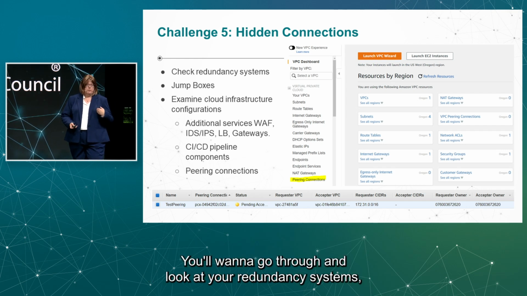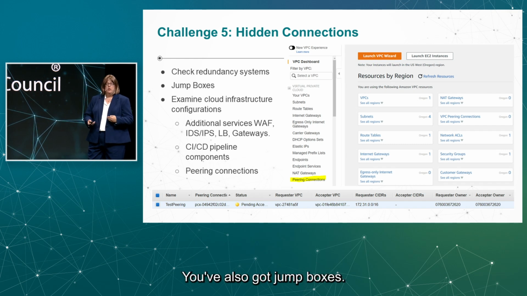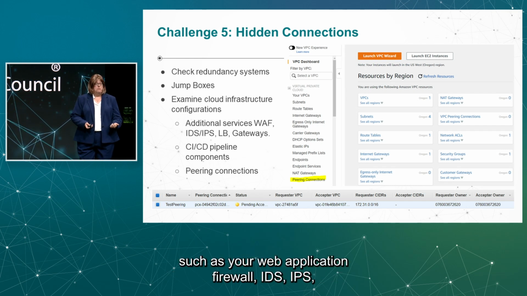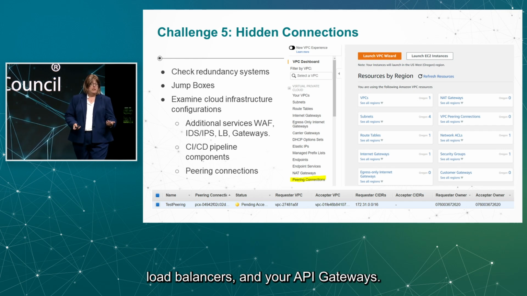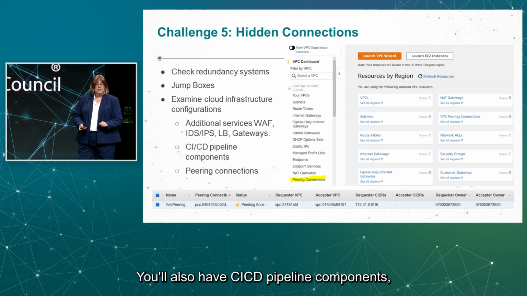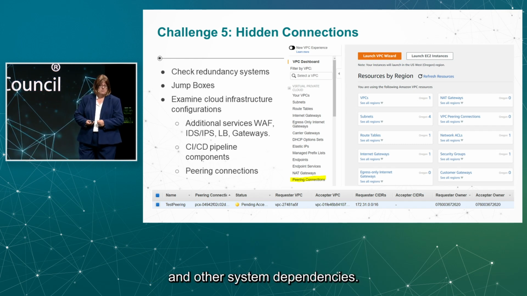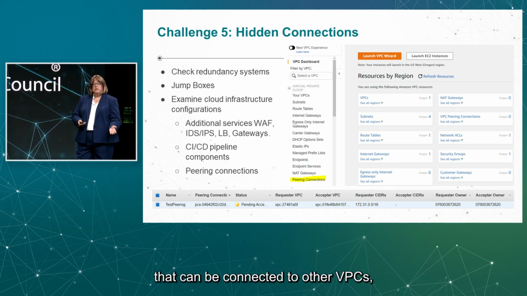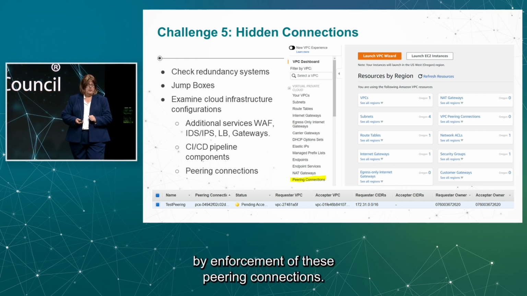Taking a look at the hidden connections, there are so many areas to look at here. You want to look at your redundancy systems, and all your backups that might exist in the environment. You've also got jump boxes. You also have additional services such as your web application firewall, IDS, IPS, load balancers, and your API gateways. You also have CI/CD pipeline components, which also include your automation and other system dependencies. You'll also note that you've got VPCs that can be connected to other VPCs, including VPCs in other accounts, by enforcement of these peering connections.